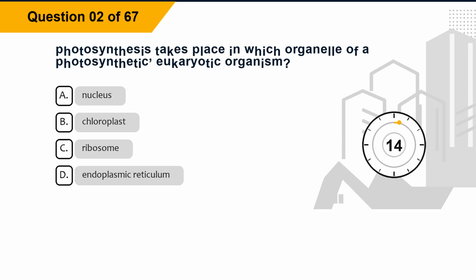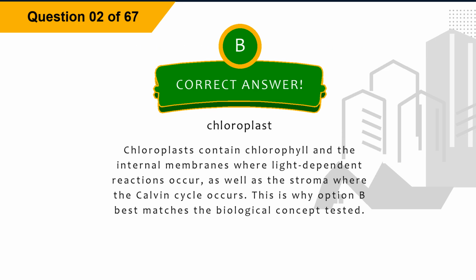Question 2. Photosynthesis takes place in which organelle of a photosynthetic, eukaryotic organism? Option A, nucleus. Option B, chloroplast. Option C, ribosome. Option D, endoplasmic reticulum. The correct answer is option B, chloroplast.